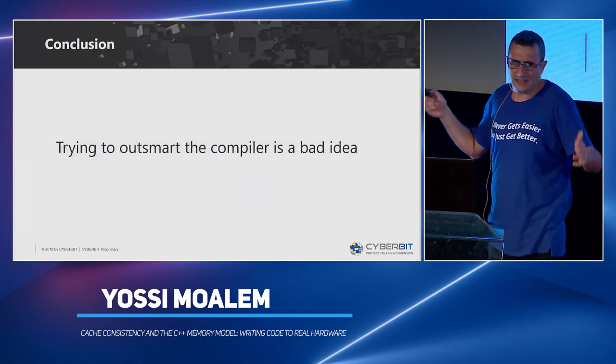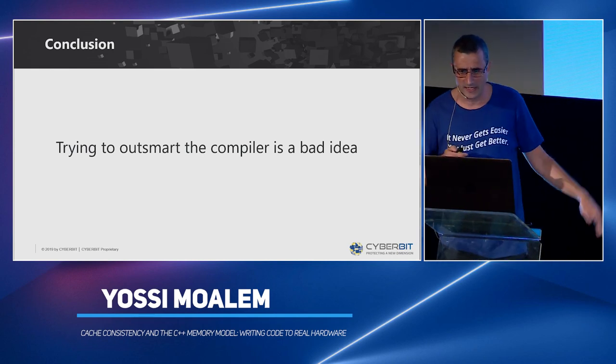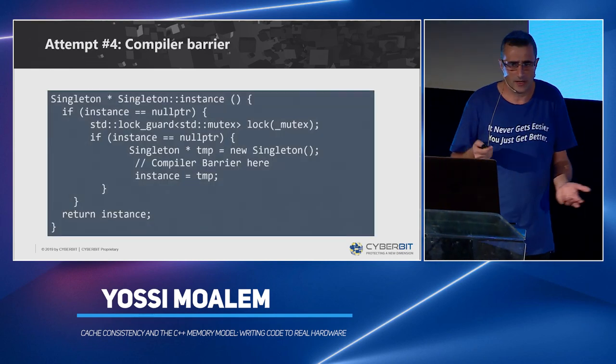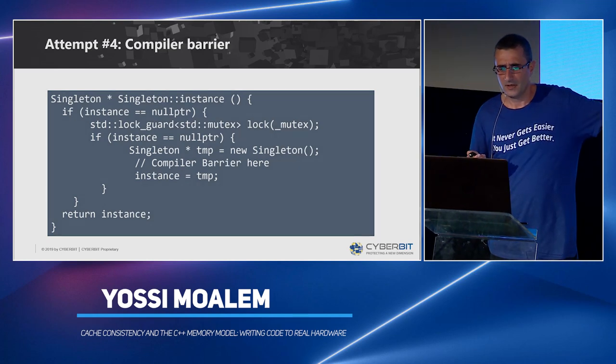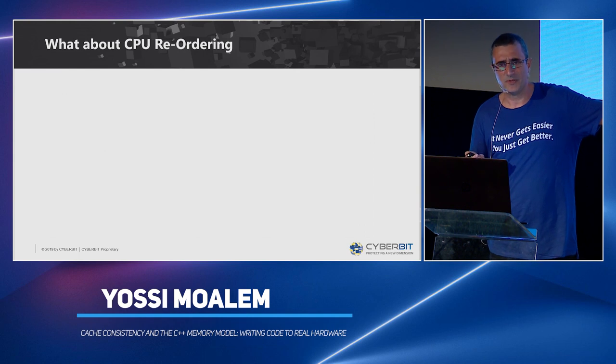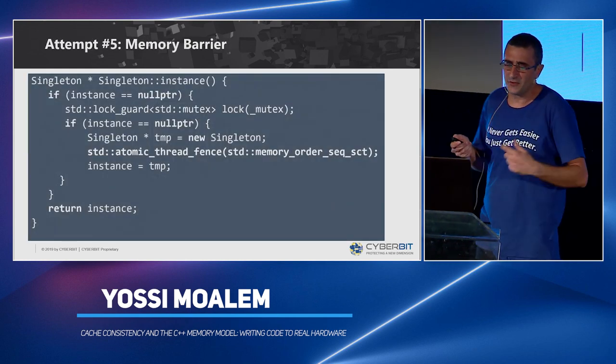So that's maybe the most important thing. Trying to outsmart the compiler is a really, really bad idea. But we know how to tell the compiler not to reorder. We just put a compiler barrier here. But what about CPU reordering? That's game over. But we also know how to solve this.